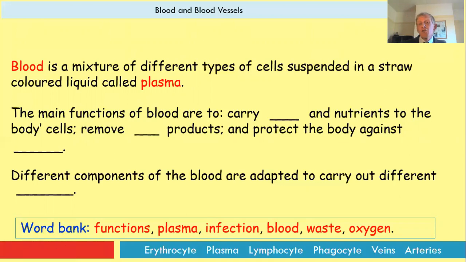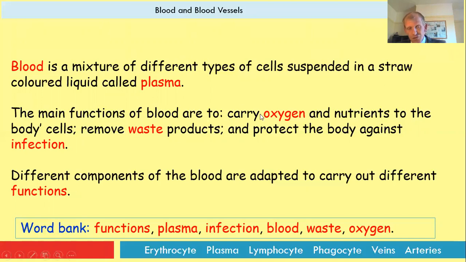The main functions of blood are to carry oxygen and nutrients to the body's cells, to remove waste products, and to protect the body against infection. So they're all the different roles, the main functions of the blood. The different components of the blood are adapted to carry out different functions.